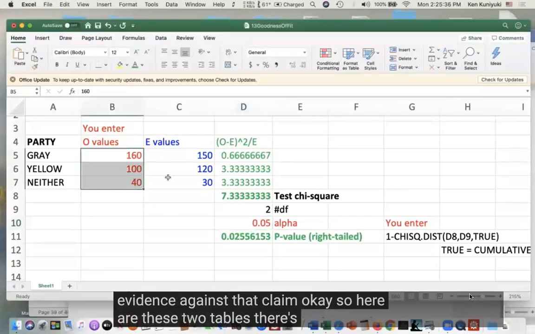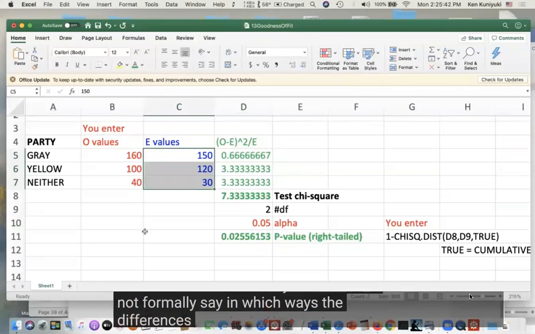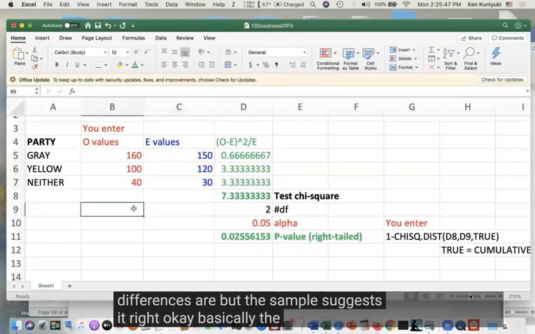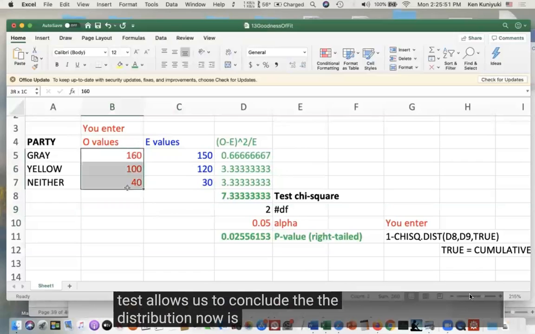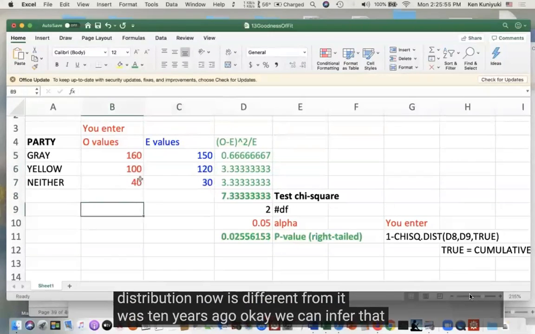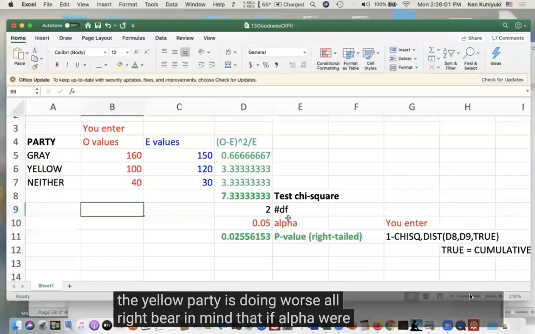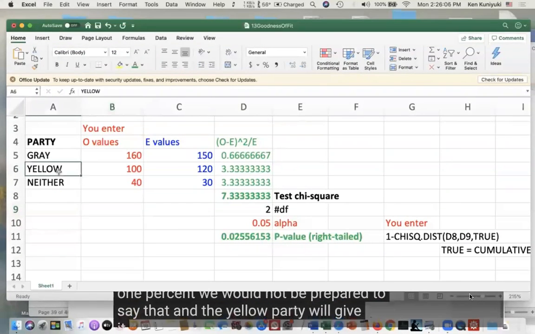So you look at these two tables, there's a difference. Now, technically, the test does not formally say in which ways the differences are, but the sample suggests it. Basically, the statistical test allows us to conclude that the distribution now is different from what it was 10 years ago. We can infer that the yellow party is doing worse. Bear in mind that if alpha were 1%, we would not be prepared to say that, and the yellow party would get a pass.